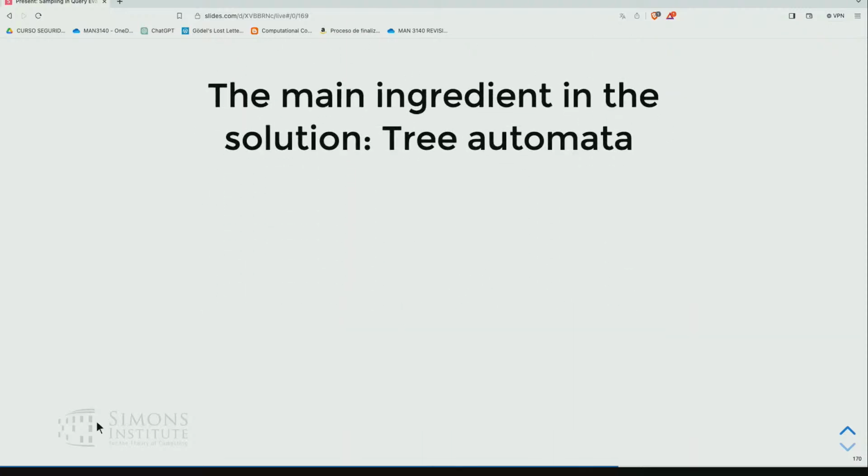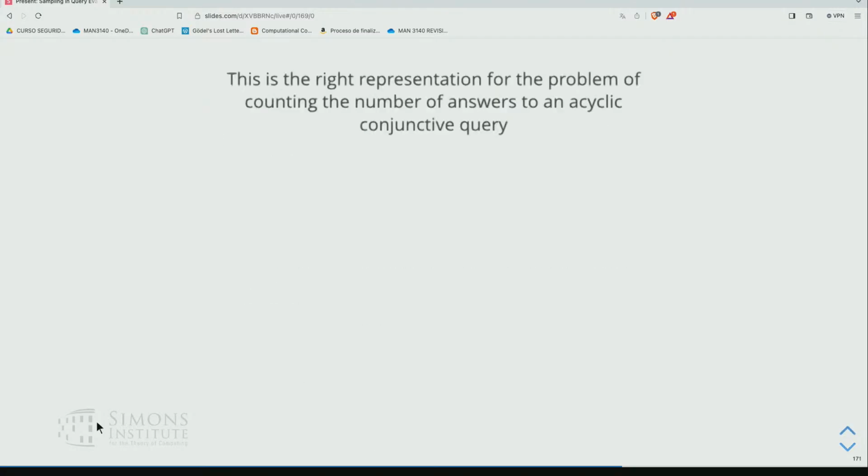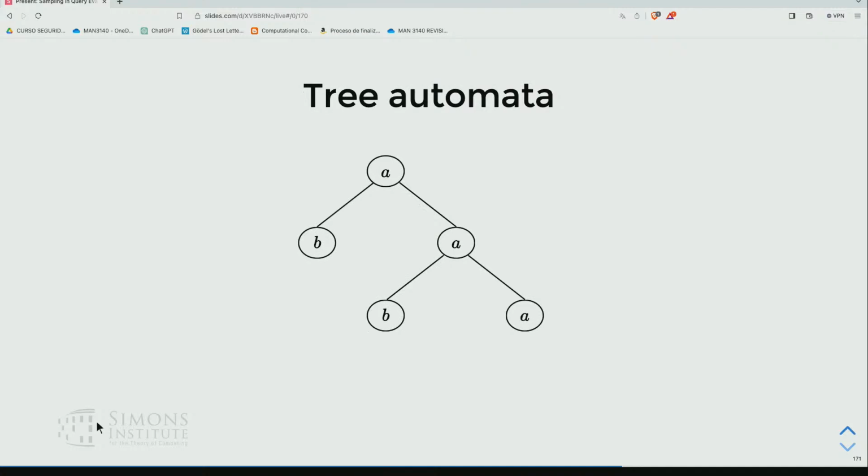So how do you deal with this problem? The main ingredient here is tree automata. If you're going to learn something cool in this talk, it's about tree automata. They are an extension of word automata, and a really good representation of acyclic conjunctive queries. I will show you how this works, but first, a brief introduction to tree automata, in case you don't know how they work.